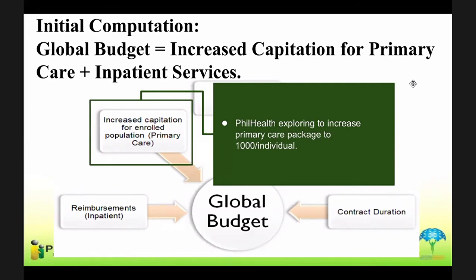So, before it was only 500. They wanted to increase it to 1,000 pesos per individual, for the primary care package.